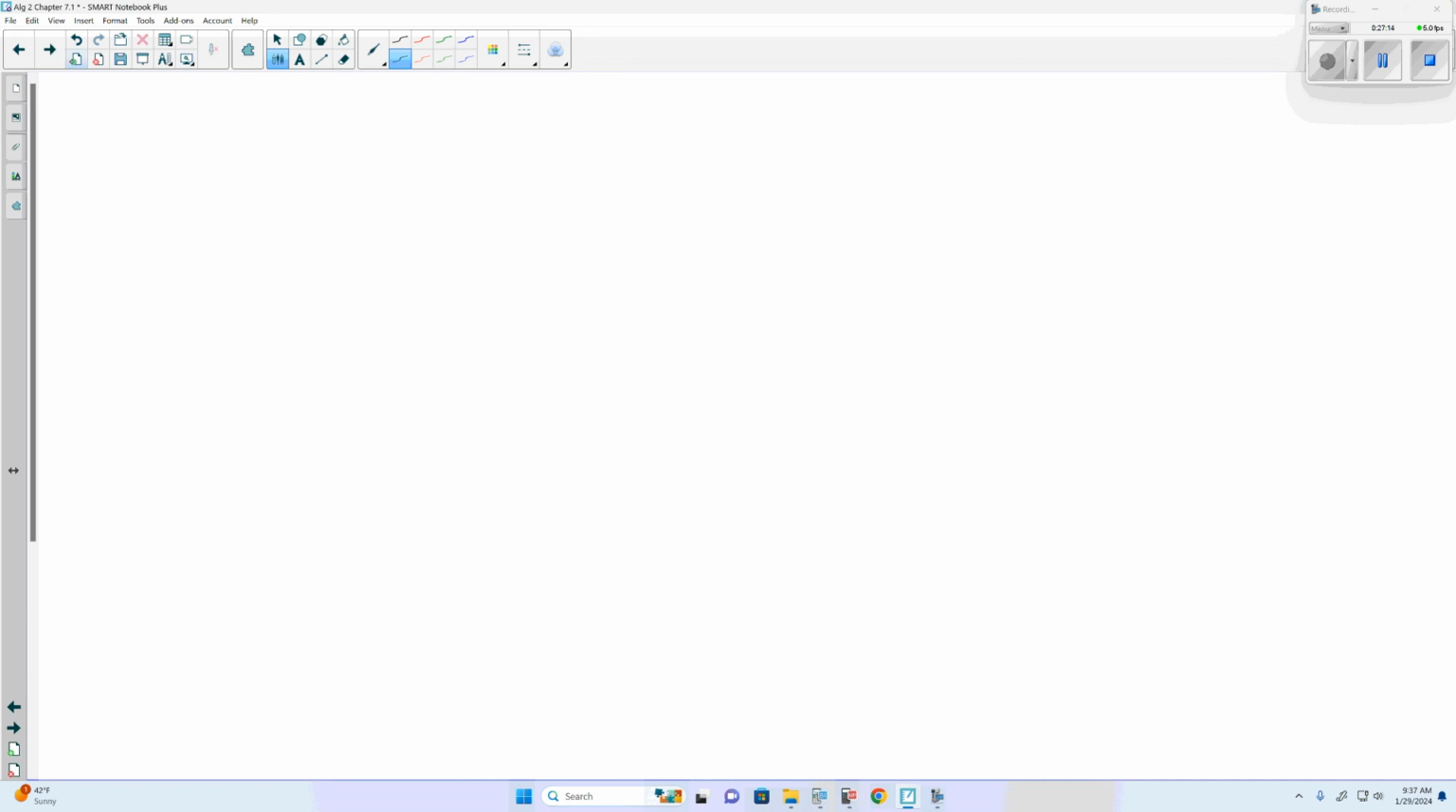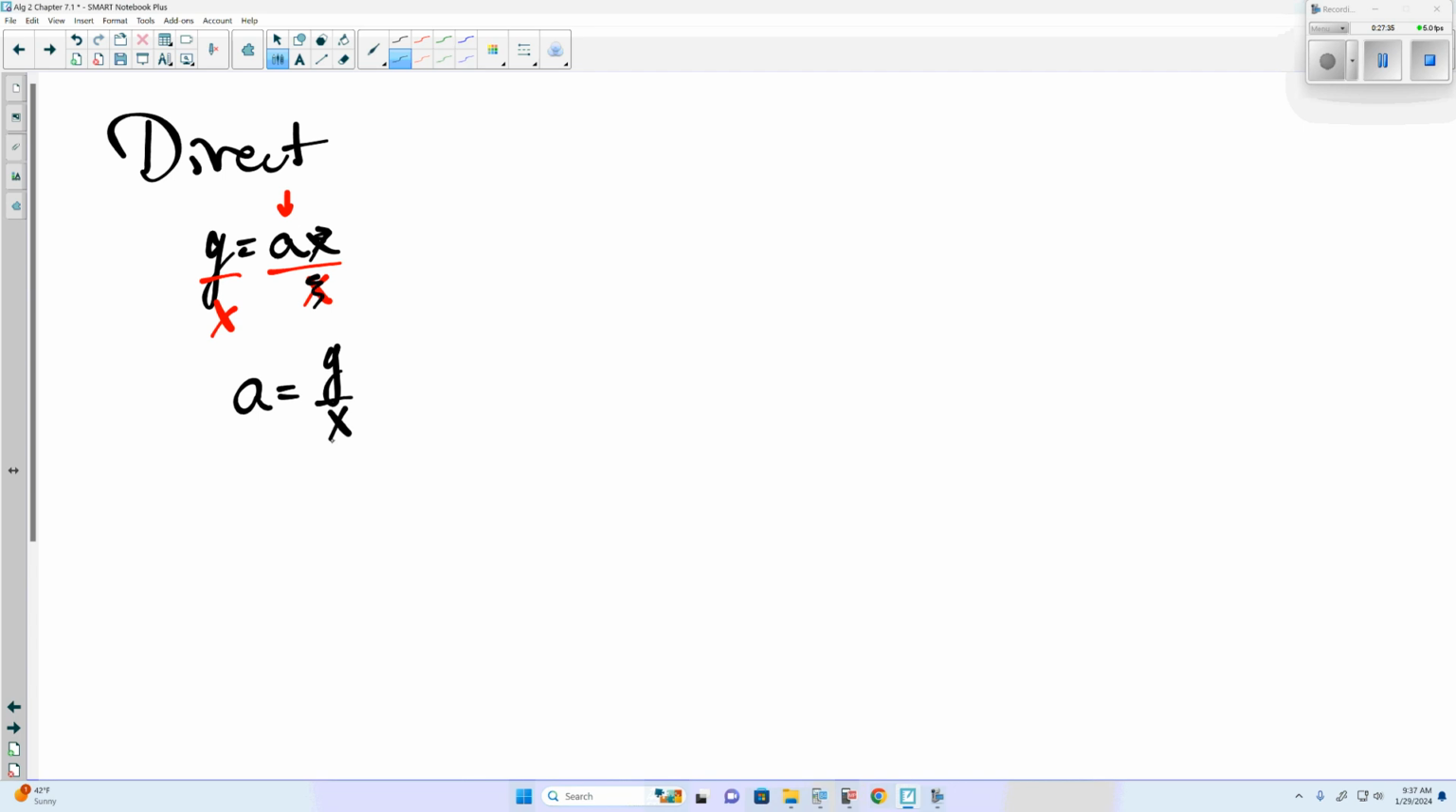And the reason that is, because direct variation comes in the form of y is equal to a times x. Well, if I want to get this a by itself, I need to divide both sides by x, because here the x and x would simplify, giving us a by itself. But on the other side, we have y over x. So a is equal to y over x. That constant amount is equal to the y value over the x.